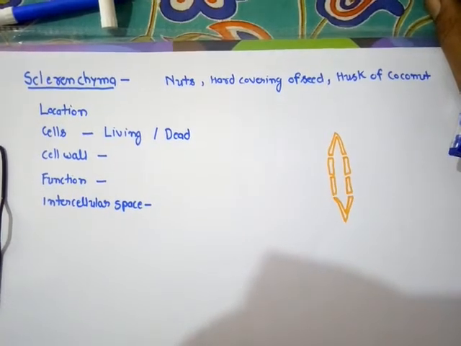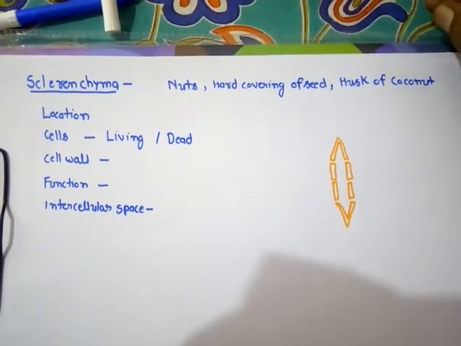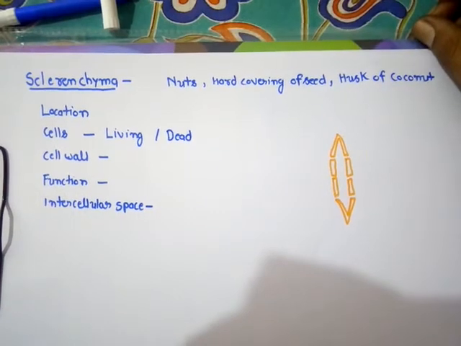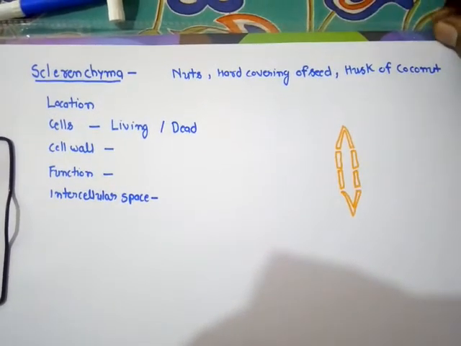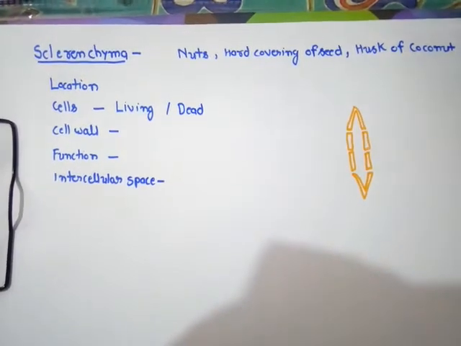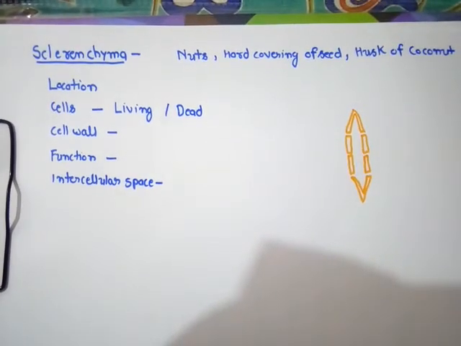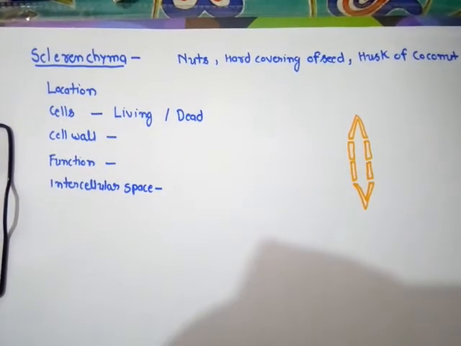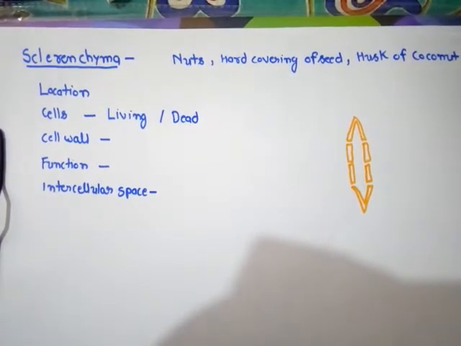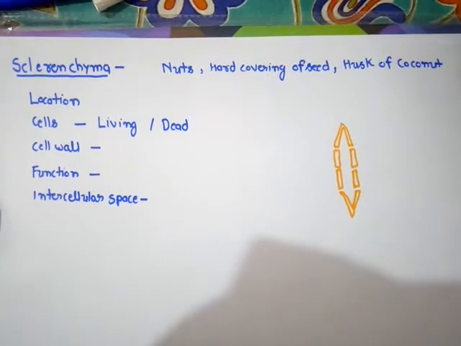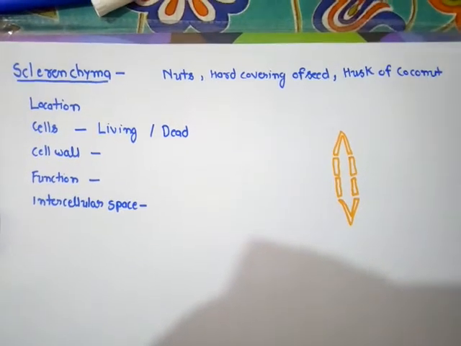They include parenchyma, collenchyma and sclerenchyma. We have discussed about the parenchyma and collenchyma in the previous videos. Now we are going to discuss the third type of simple permanent tissue, that is sclerenchyma. As it is a simple permanent tissue, that means it is made up of a single type of cells.